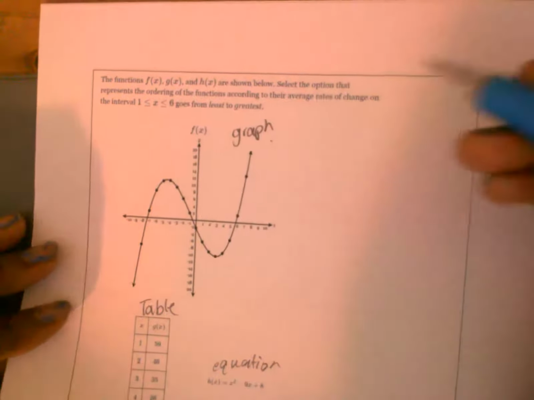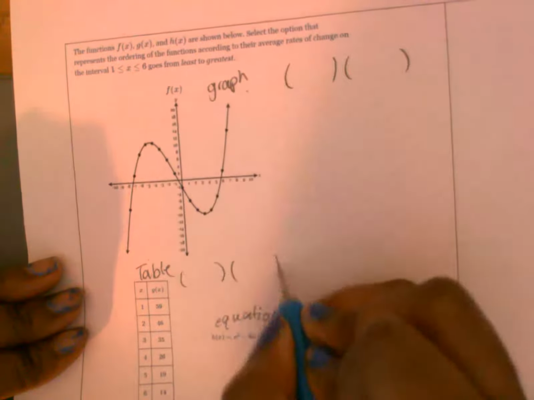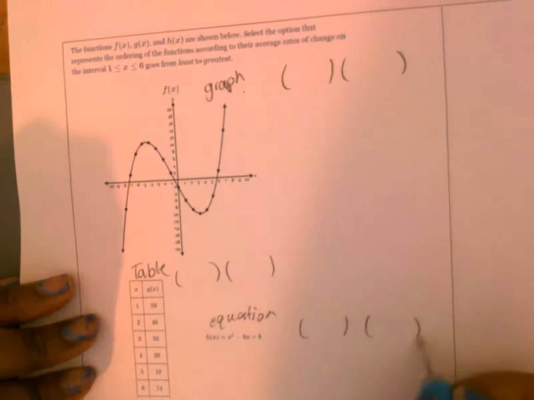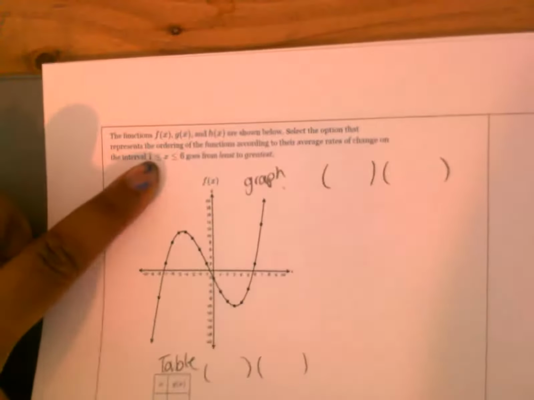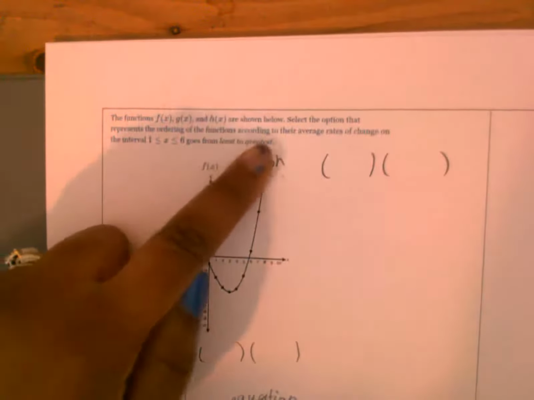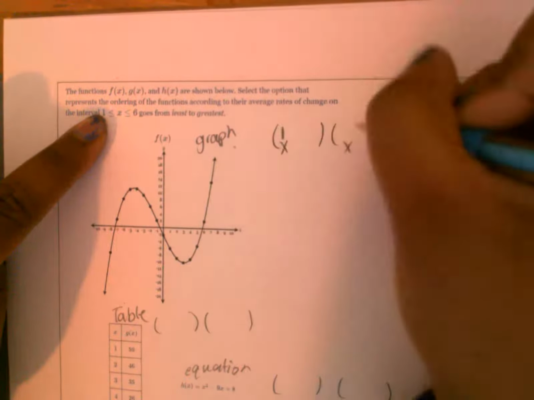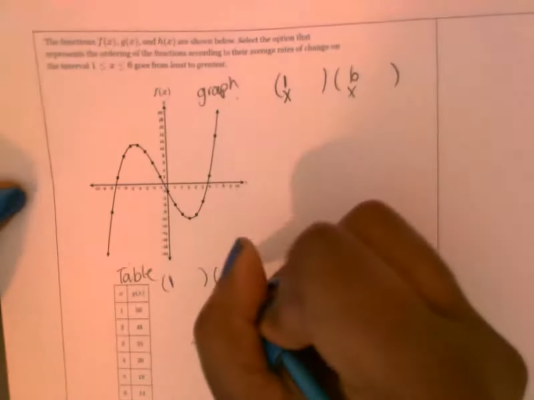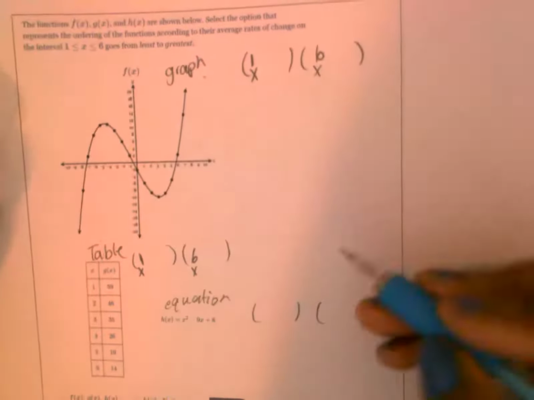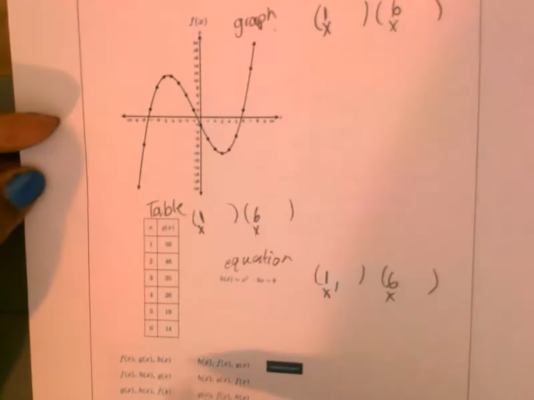So in other words, you are going to find the rate of change for each of these, the table, the graph, and the equation, where your x values are from 1 to 6. Okay, and then you're going to put them in order from least to greatest. So your x values for each of these are going to be 1 and 6. And once you find the slope for all of these, then you're going to order them from least to greatest and mark the answer here.